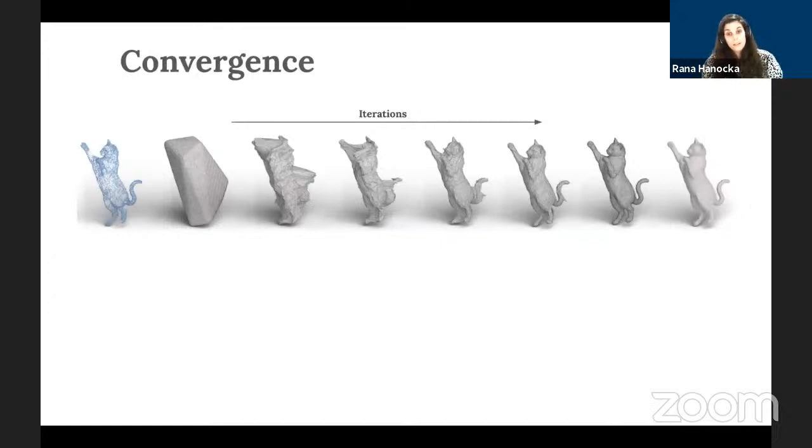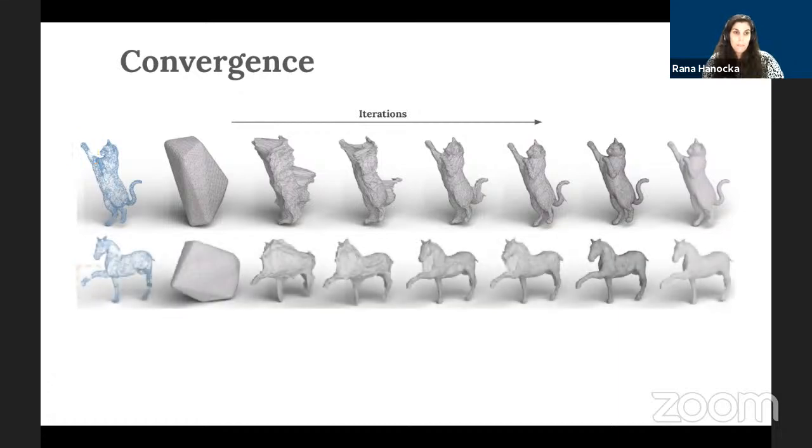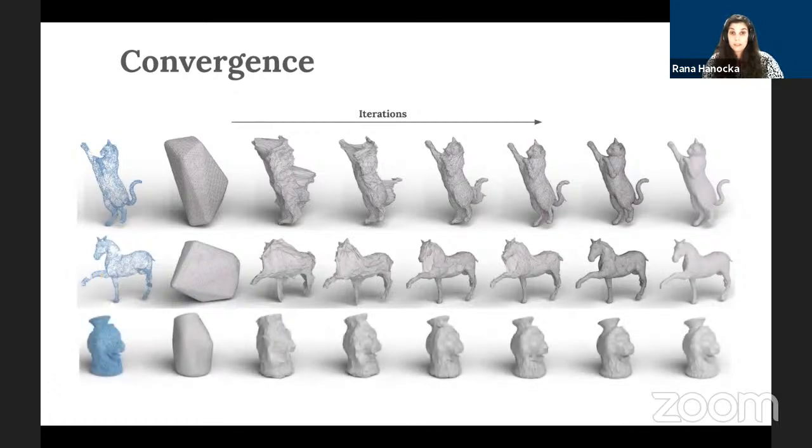Here is another example of how the convergence looks. You can see there are some low density sampled regions, and we're still able to accurately reconstruct those regions. And here are a few more examples of that, as well as an example with some details.